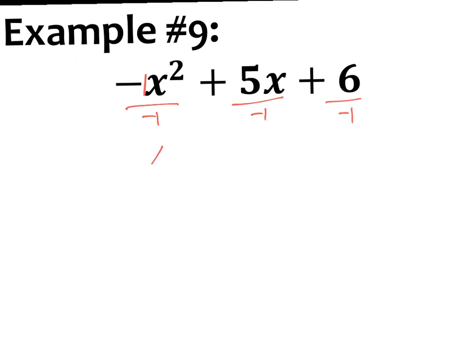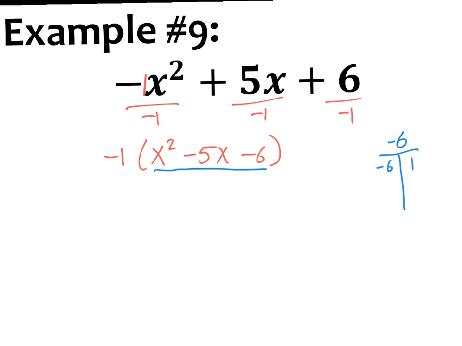And I get x squared. I put my negative 1 out front. x squared minus 5x minus 6. Okay? Now, I want to be able to factor what's inside the parentheses. Okay? A times C is negative 6, not 16. Negative 6. And I want the two numbers that multiply to be negative 6 that add up to be negative 5. Okay, divide by 1, I get negative 6. Negative 6 plus 1 is negative 5.